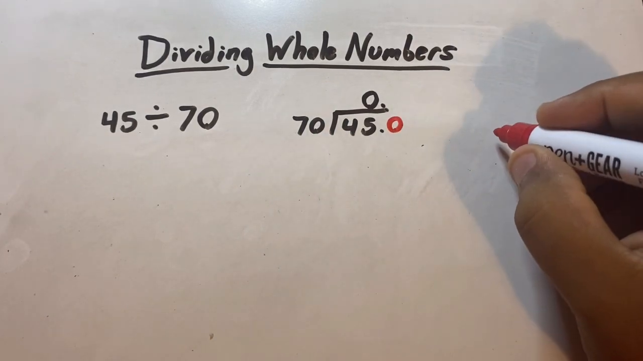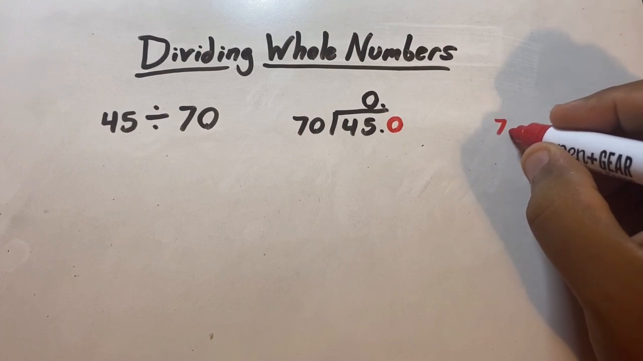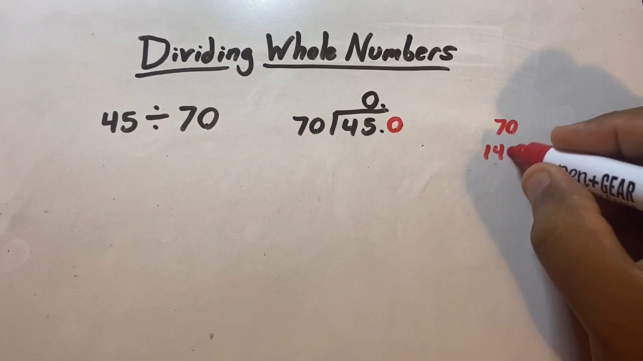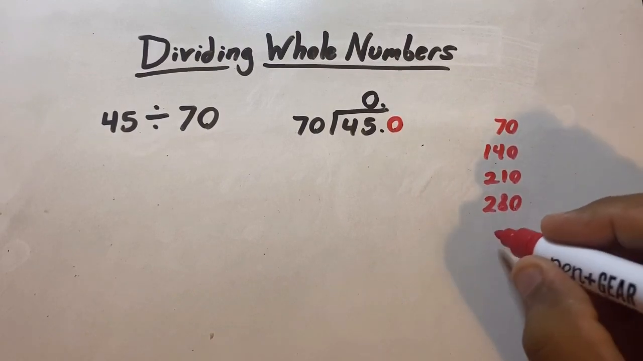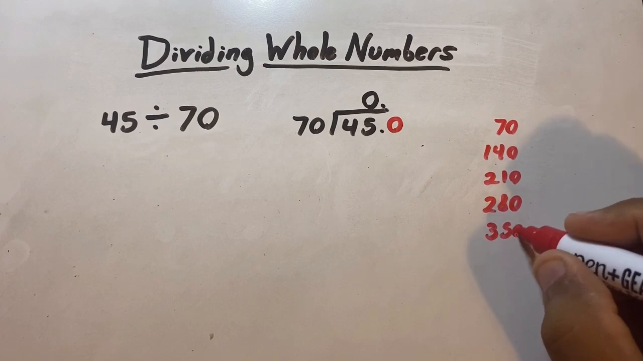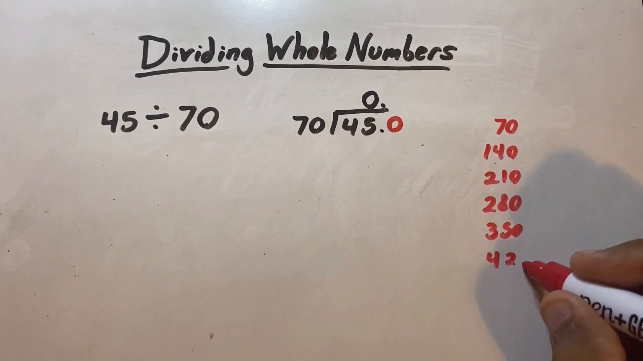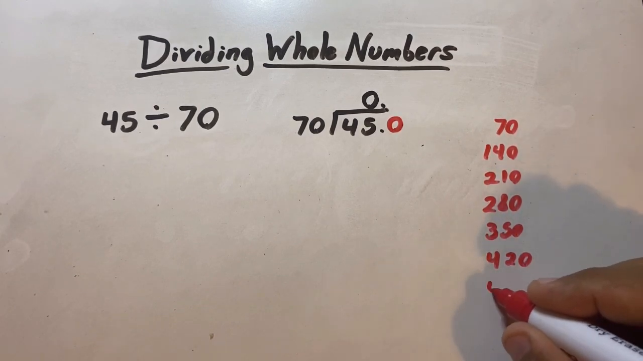Now you're going to be doing 70 inside of 450. And I will write the numbers over here. We'll start with 70, 140, 210, 280, 350, 420, and then 490.